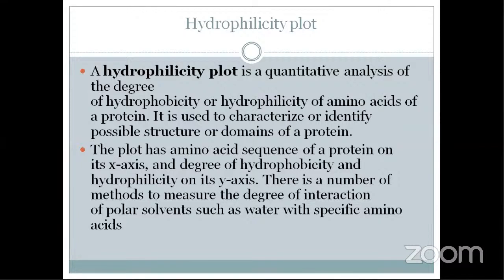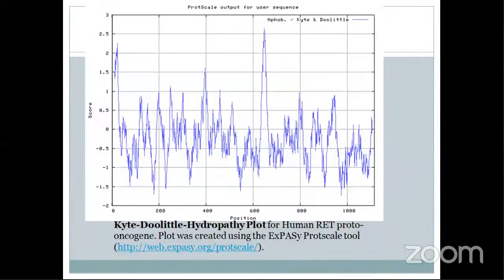The plot has the amino acid sequence of a protein on its x-axis and the degree of hydrophobicity and hydrophilicity on its y-axis. There are a number of methods to measure the degree of interaction of polar solvents such as water with specific amino acids. So this is the one. The top ones are hydrophobic and the below ones are hydrophilic.